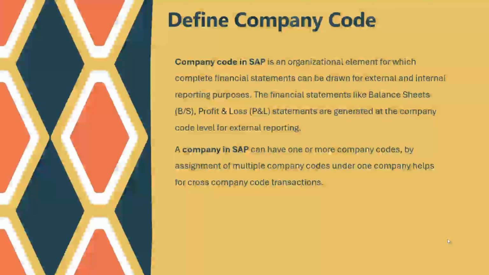Before we do that, let us understand what exactly a company code is in SAP S/4HANA. The company code is where all your financial transactions are recorded, and it's crucial for generating complete financial statements like balance sheets and profit and loss statements. Essentially, each company code represents a separate legal entity within your organization.